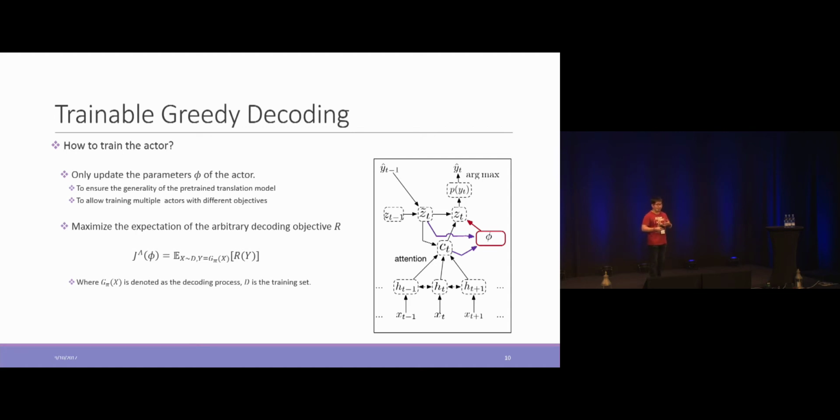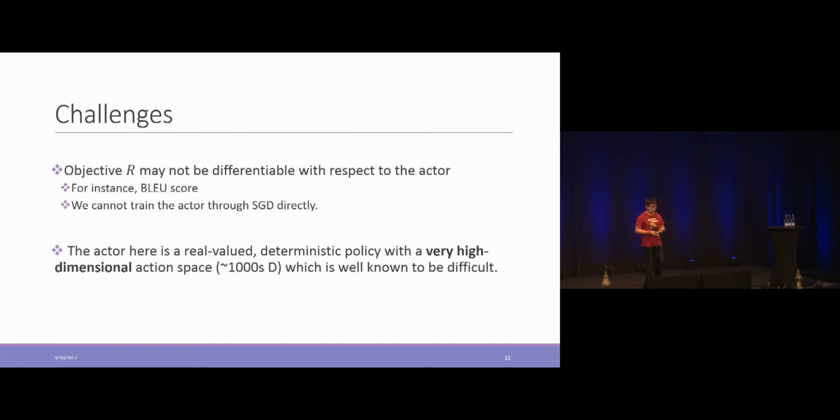And then the objective is quite trivial. It's just to maximize the expectation of the attribute decoding objective R. Here we use G pi x to denote any decoding process, and D is our training data. So we always sample x from D, and using our current decoding method get y, and take the expectation of that. Then we come to the challenges.